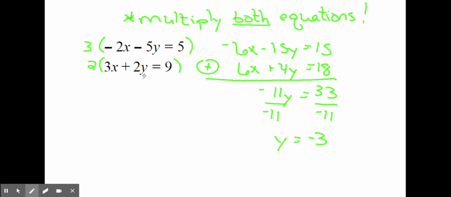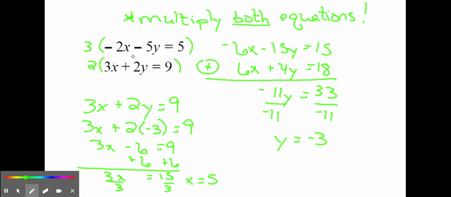So now go back to your original equations. It'll work over here. It's just going to be bigger numbers to deal with. Go back to your original equations, pick your favorite one, and solve for x. I chose the bottom equation because there's no negative signs. I substituted -3 for y, and if I did it correctly, I got x was 5. So what is the solution to this system of equations? The solution is the point 5, -3. If I were to graph these two equations, they would intersect at the point 5, -3.